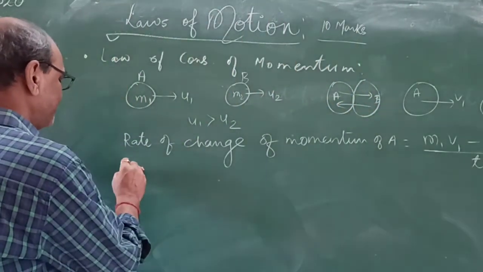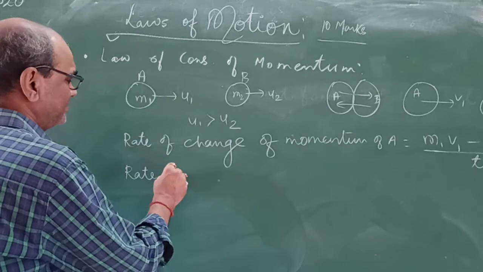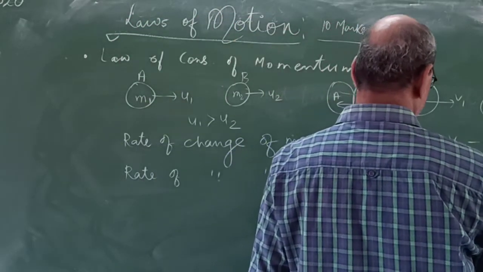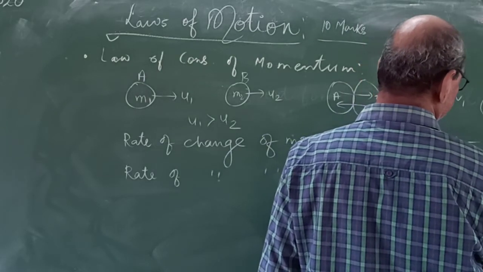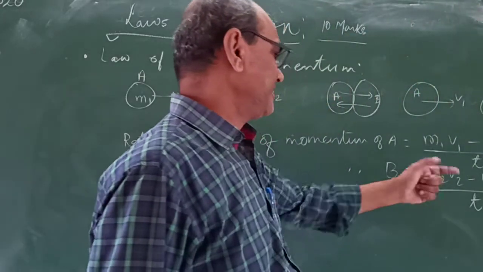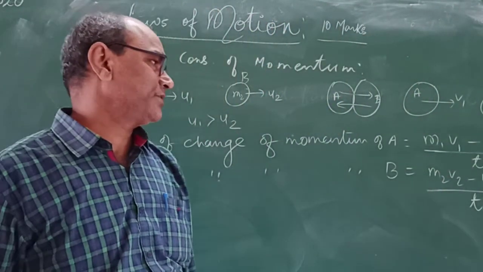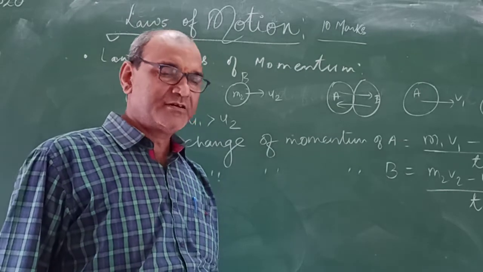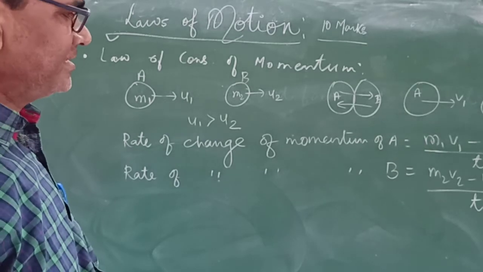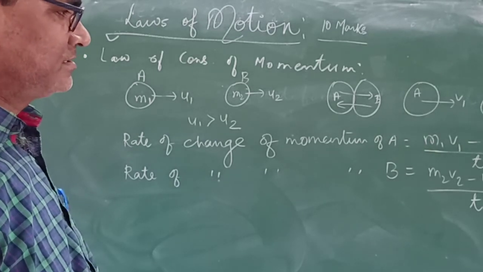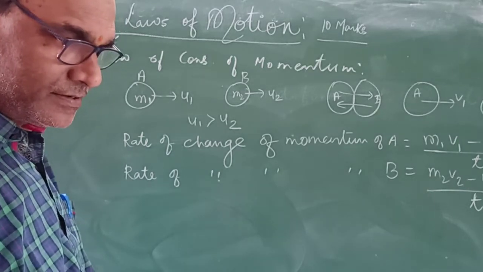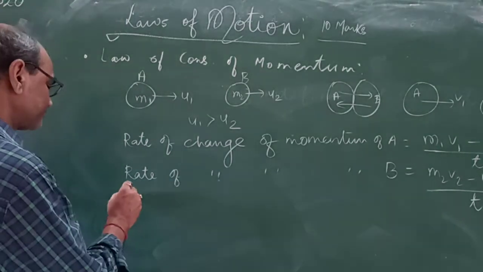Similarly, the rate of change of momentum of body B is equal to m2 v2 minus m2 u2, divided by t. The change in momentum is m2 v2, the final momentum, minus the initial momentum. And then to get the rate of change of momentum, we divide by t.